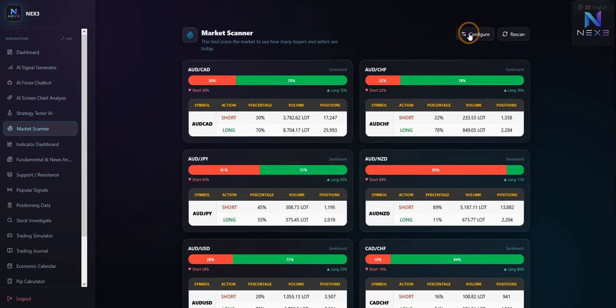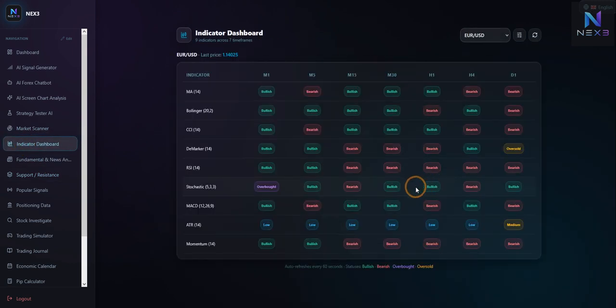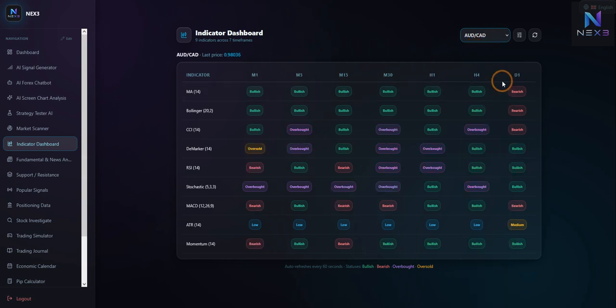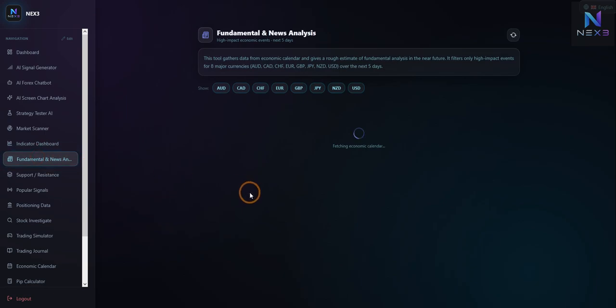Indicator Dashboard. For deep technical traders, the indicator dashboard is an absolute necessity. It does not just show one time frame. It monitors 9 different technical indicators, including stochastic, Bollinger Bands, and ADX, across 7 distinct time frames, from 1 minute to daily. For every single major currency pair on your watch list, it provides a holistic, multidimensional view of market momentum at a glance.